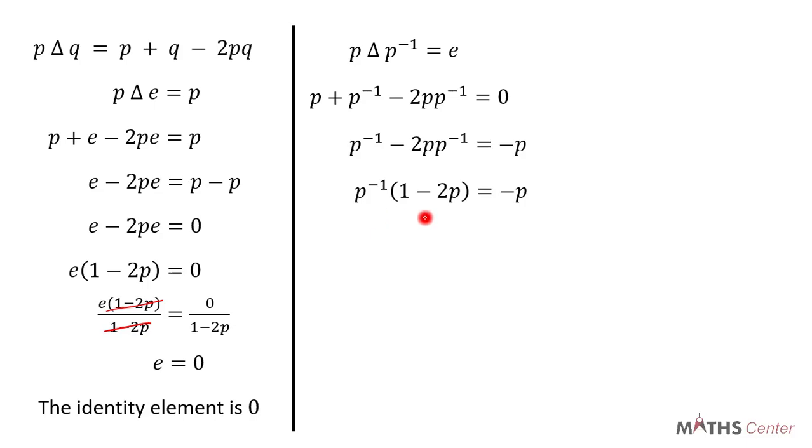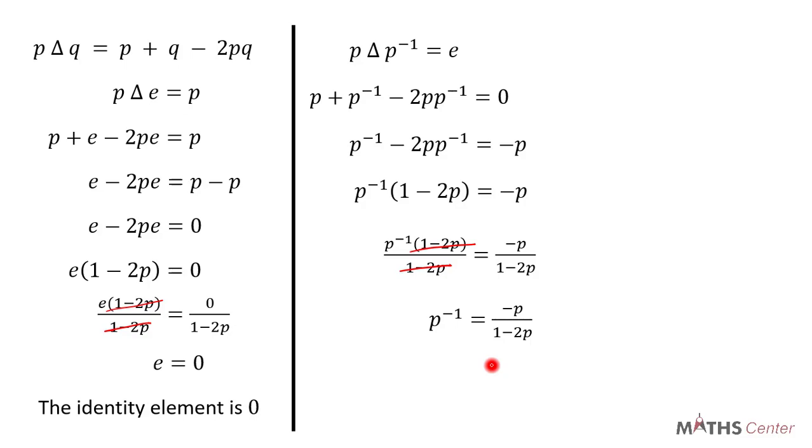So I'll divide both sides by 1 minus 2P. I'll divide the left hand side by 1 minus 2P and the right hand side by 1 minus 2P. So 1 minus 2P and 1 minus 2P will be gone. And so P inverse, which will give us the inverse function for this particular binary operation, is equal to negative P divided by 1 minus 2P.